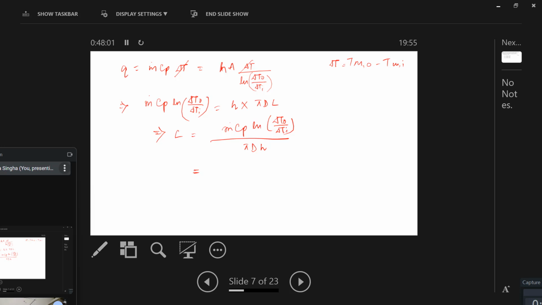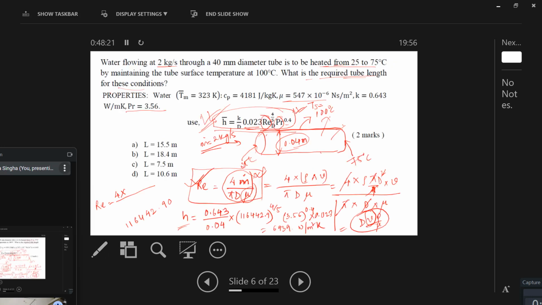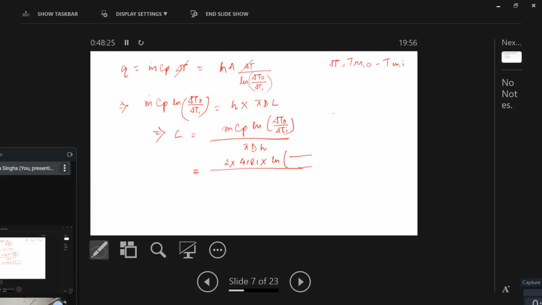Okay, so this gives 2 into 4181 ln of delta T naught, which is Ts minus Tmo, that is 100 minus 75, so this is 25, and delta Ti is Ts minus Tmi, so 100 minus 25, this is 75.